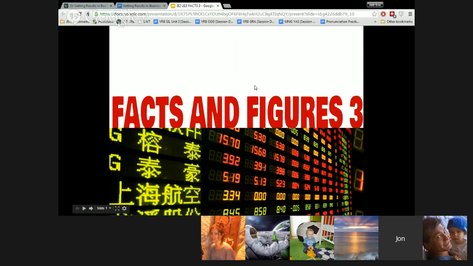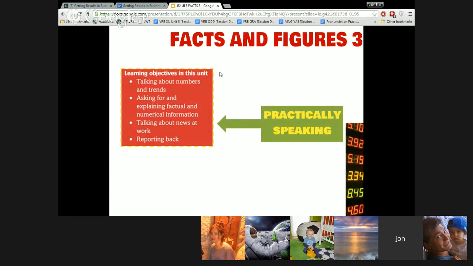So let's start something new, and then after you've done the homework, later on we're going to put all those skills together in a final speaking activity at the end, a case study. But you are going to have a meeting like the one you listened to. So Facts and Figures 3, we're on the practically speaking section, talking about news at work. So when you talk about trends and numerical information, it's probably because something's happening, something new is happening. So along with talking about numerical information, let's talk about that new thing.